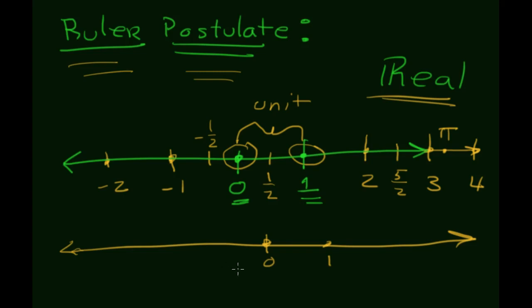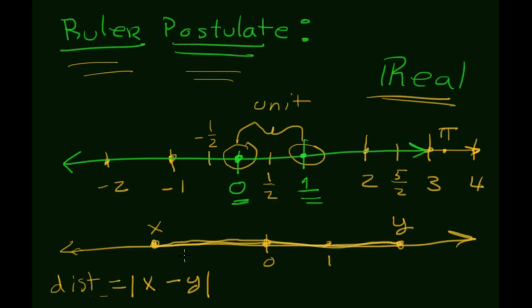I can find the distance between any 2 points. Let's say I have a point out here, and we're going to just put that at x. And I have a point over here, and it's at y. What the ruler postulate says is that if I take the absolute value of the difference of those 2 coordinates, I get the distance between those 2 points. Or another way of saying this is I get the length of the segment that connects them. So this is also the length of that segment.